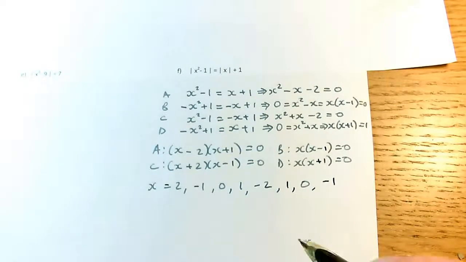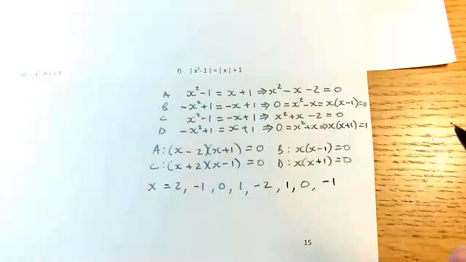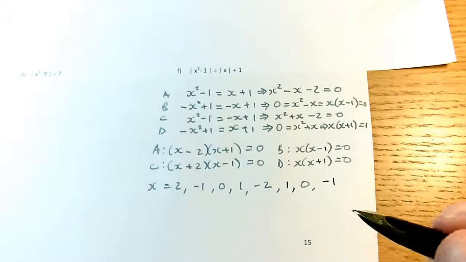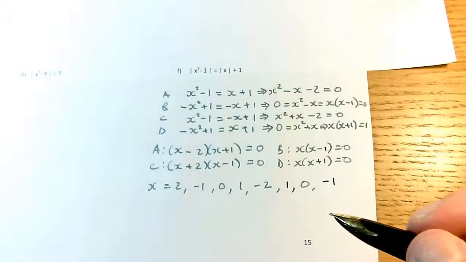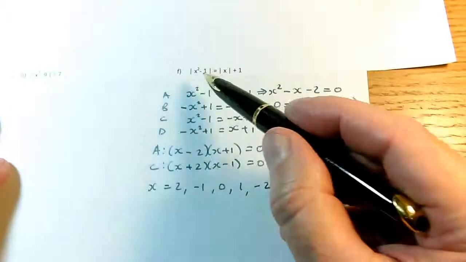Now some of these are valid solutions, others aren't. Okay, now I suppose I could actually just test each one in turn in the equation and find that some work and some don't, but let's see why some work and some don't. Okay, and this is something you could have started with by sketching the two graphs.